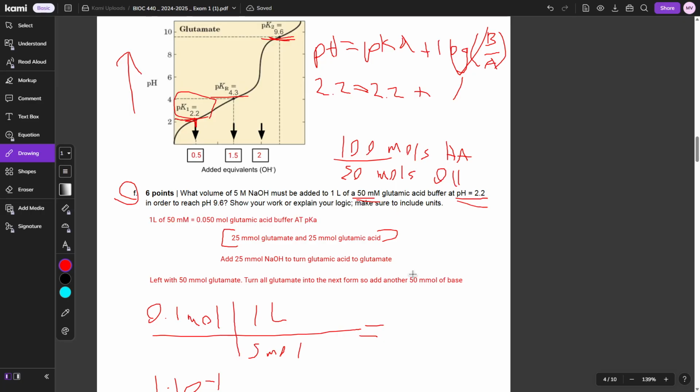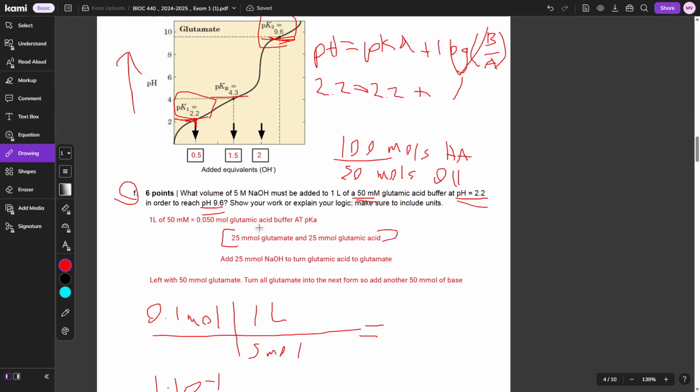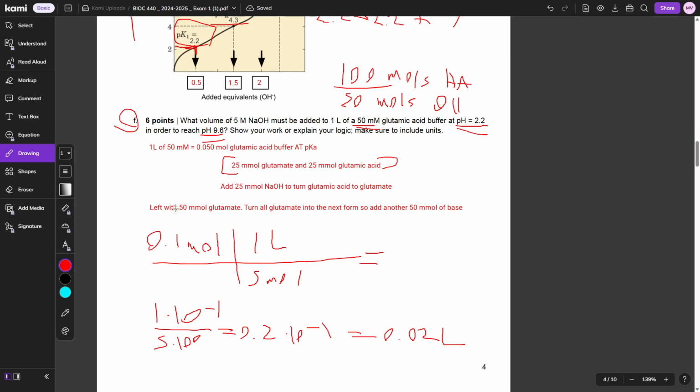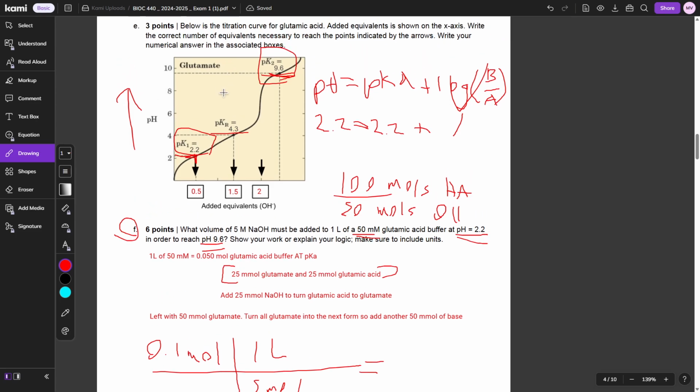We want to get to pH 9.6, which is up here. So in order to turn the remaining acid into base, we add another 25 millimoles of OH minus. Now we have 50 millimoles of this glutamate. So we've just added 25, and we're at glutamate. We're here now.